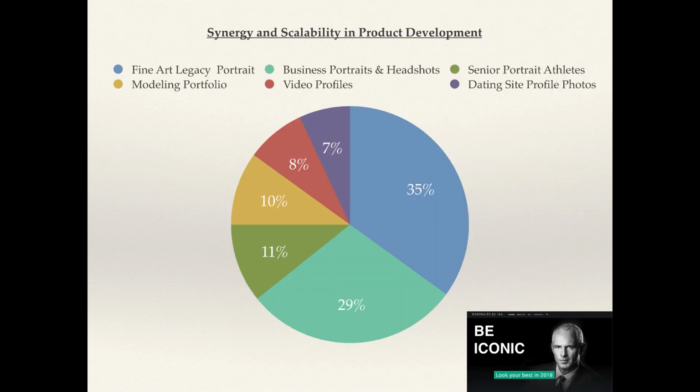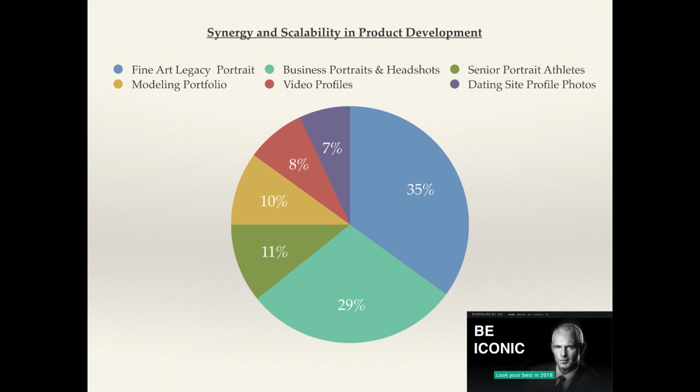When I'm looking at synergy and scalability, I'm looking at what else could I do using those same exact skill sets. I'm in a studio portrait environment. I'm primarily focused on fine art, black and white portraiture. When I look at my synergy and scalability in my product development, I am mostly interested in fine art legacy portraits, what I'm calling it. But I can also use the same exact technical skills to produce business portraits and headshots, and use the same skill to do senior portrait athletes.